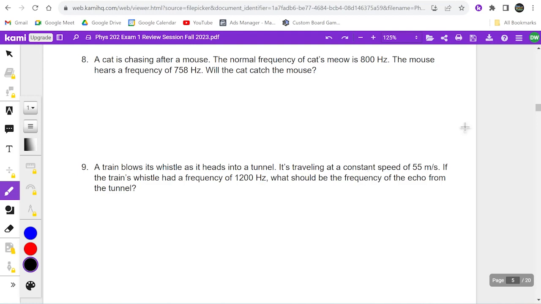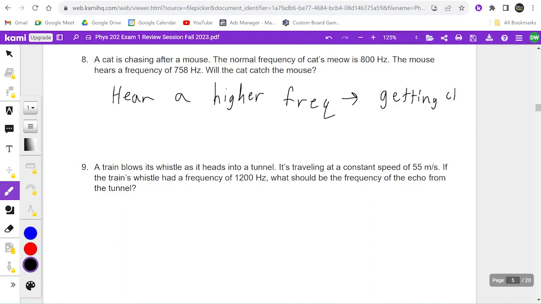I want to give you a hint. You really don't need the equation because, well, normally you need the equation, but there's a shortcut you ought to know. And that is, if you hear a higher frequency, then is the object getting closer to you or farther from you? Does anyone know? If you hear a higher frequency... Closer. Yes, it's getting closer. So if you hear a higher frequency than normal, it's getting closer.